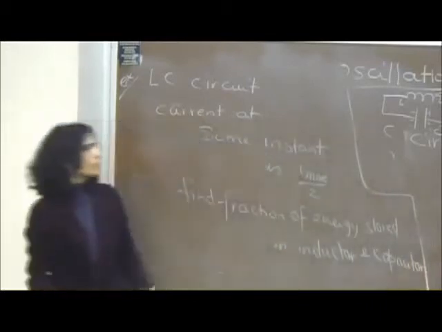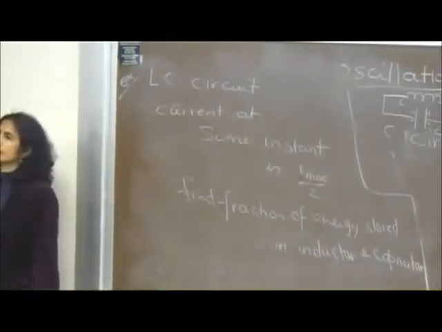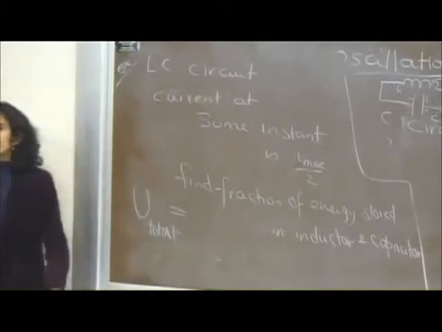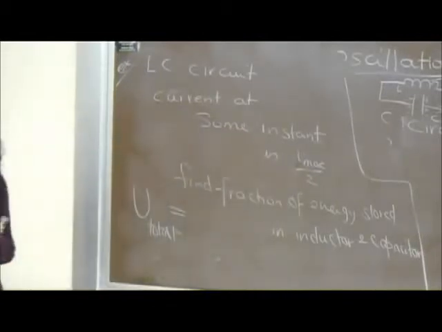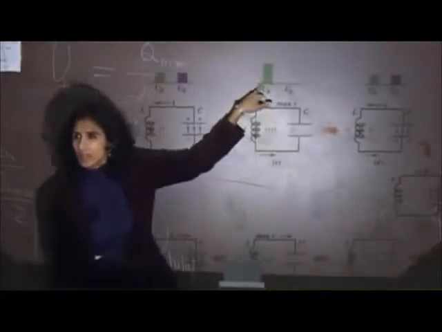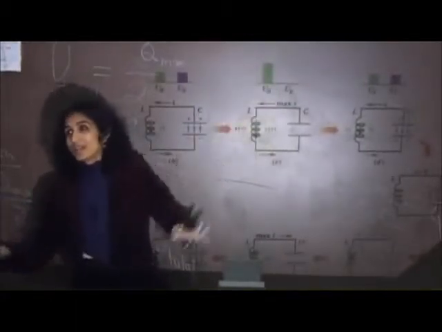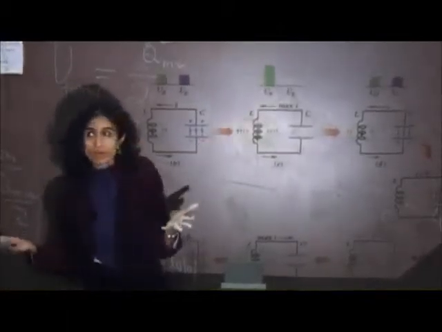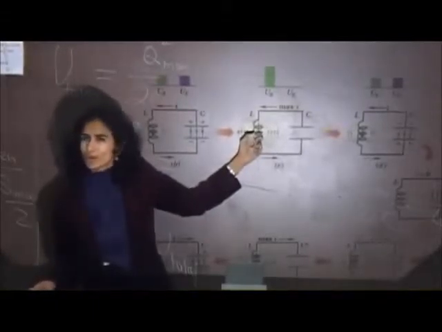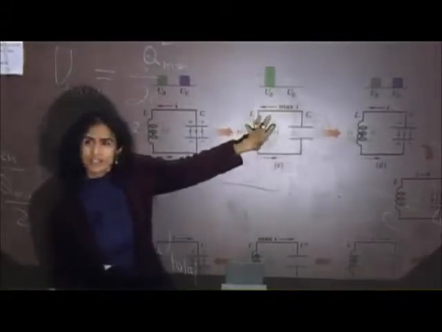If this was your question, what would be the easiest way to figure out what is the total energy? Tell me. If I gave you the question in terms of Imax, what is the easiest way to figure out the total energy of the system? Wouldn't it be easiest to exploit the case when the current was maximum, because that is when all the energy is in the magnetic field of the inductor? If I'm given things in terms of Imax, I can avoid all my work if I first figure out the total energy in terms of Imax. And Imax means that's the time when all the energy is stored in the inductor.